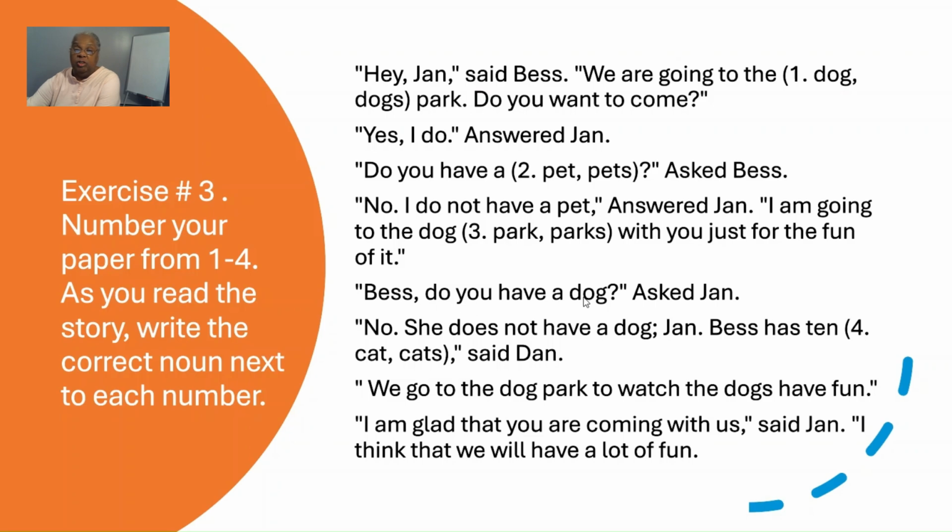Bess, do you have a dog? asked Jan. No, she does not have a dog, Jan. Bess has 10 cats, said Dan. We go to the dog park to watch the dogs have fun. I am glad that you are coming with us, said Jan. I think that we will have a lot of fun.